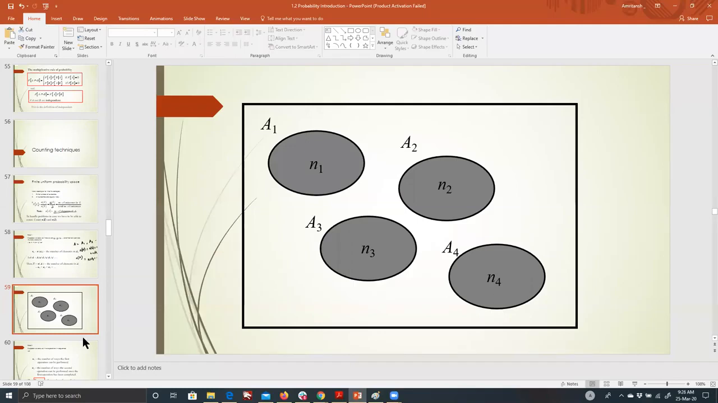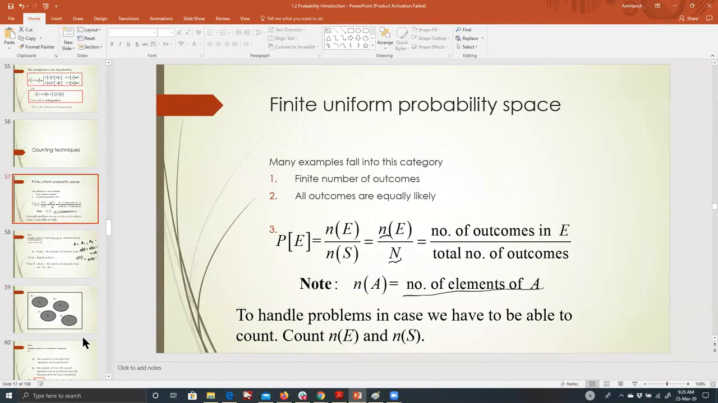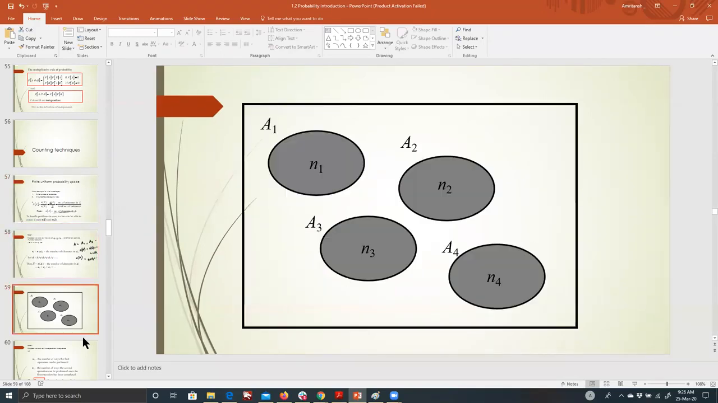Is it clear? Can you please go to the 57th slide? This is the equation of probability. Number of counter events. Okay, got it. So this one is easy, right? You just get the numbers in all the sets A1, A2, A3, A4, and because they are mutually exclusive, you can just add N1, N2, N3, N4, and you can get your value, right? Okay, so this one is easy.